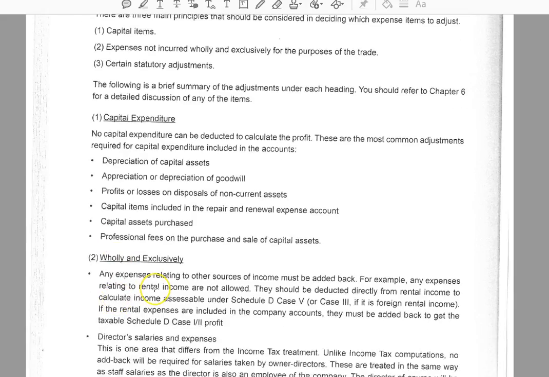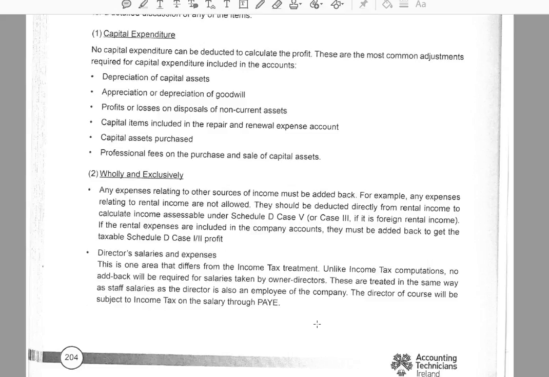Any expenses not relating to the trade, so any expenses related to rental income, are not allowed. We don't need to add back anything for salaries for directors, so any private expense of an employee or a director of the company will be taxed under the BIK, the benefit in kind rules. So we don't need to add anything back for salaries and expenses, and you haven't done the income tax yet, so it's not something that you did before.